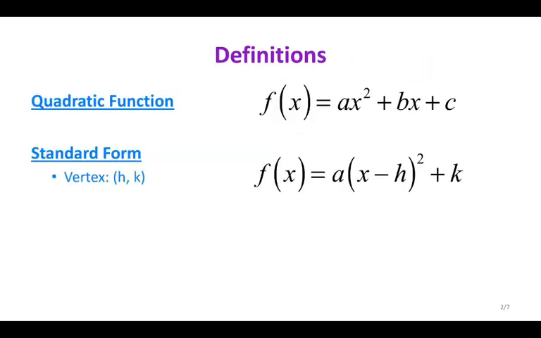So if I look at this, I have two definitions of quadratic functions. I have f of x equals ax squared plus bx plus c. This one you typically see as your starting form, and then you can use the quadratic formula and so forth. For today, what we want to do is get our original form of the quadratic function and change it into this form. So this form is called standard form. It is also called vertex form.